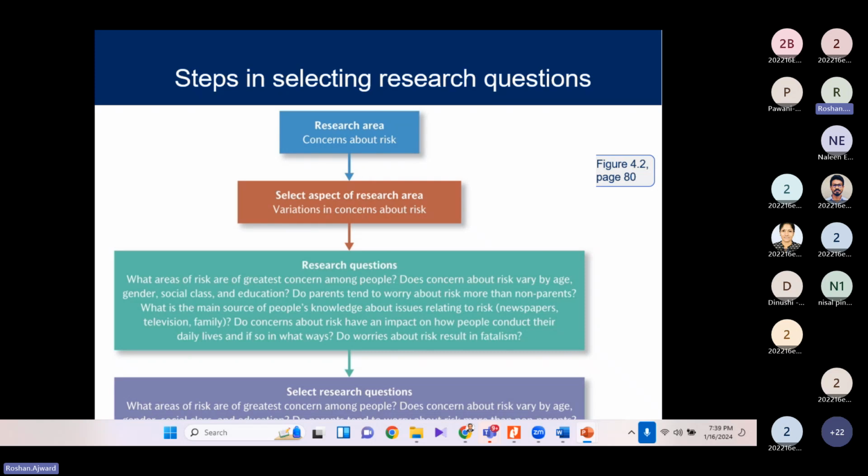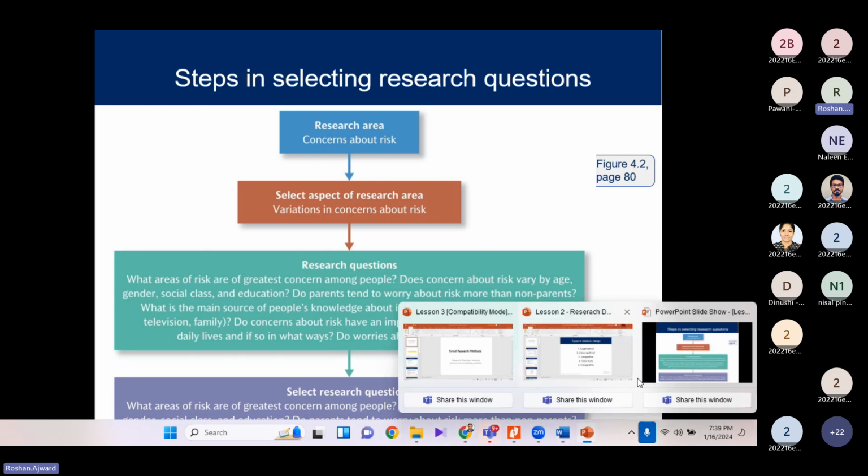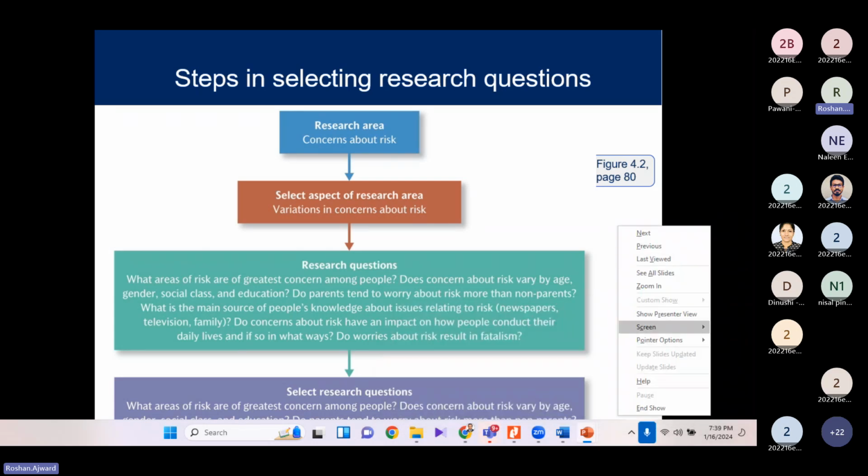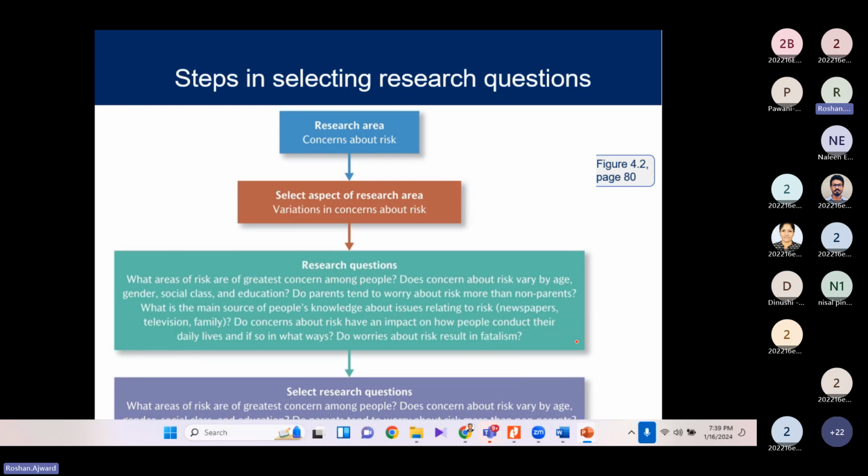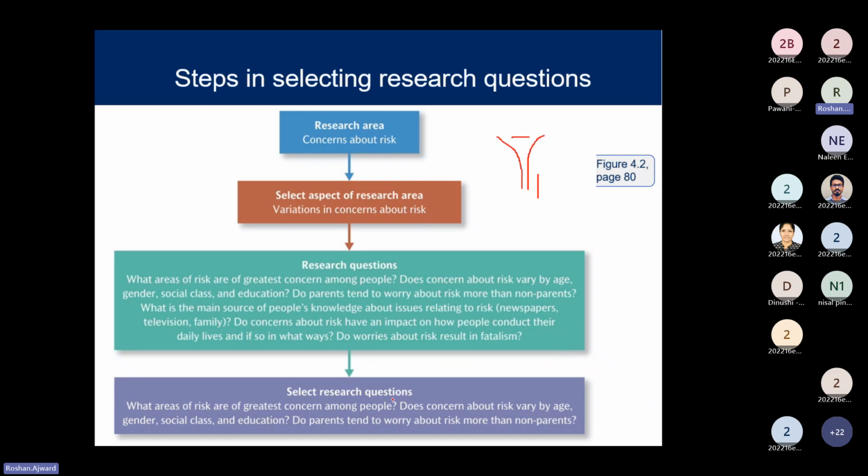We call this the funnel approach. You start with a broader area. Okay, let's draw a funnel. In a funnel, you can see the funnel is like this. We have a broader area at first, then it becomes narrow. Now you start with a research area that's broader, then you select an aspect of that and the research questions of that aspect, and then finally you will select some very specific research questions.